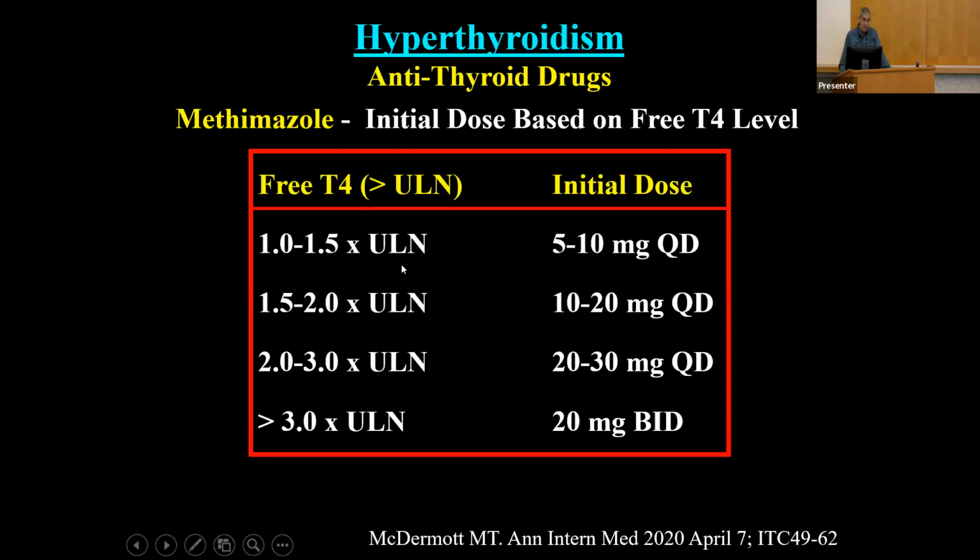So here's a table that we use to tell us what dose we should start with. If the free T4 is 1 to 1.5 times the upper limit of normal, we start with 5 or 10 milligrams, and it can be given once a day. If the free T4 is 1.5 to twofold elevated, 10 to 20 milligrams; 2 to 3 times elevated, 20 to 30. If it's more than 3 times elevated, we go with 20 milligrams twice a day. So that's a good way to start a patient on methimazole.